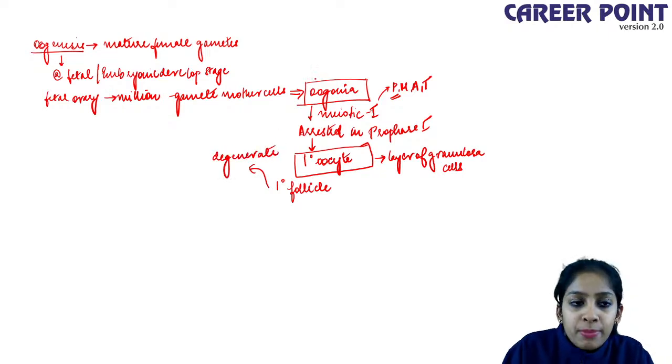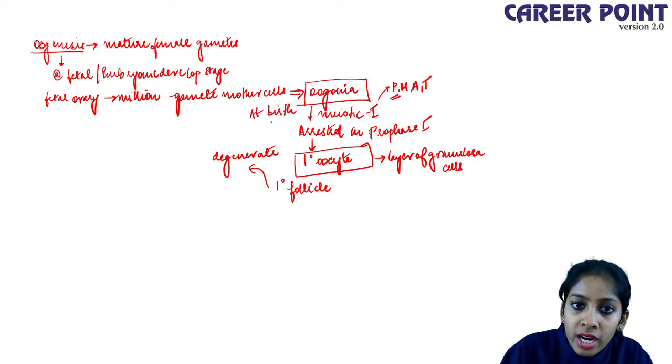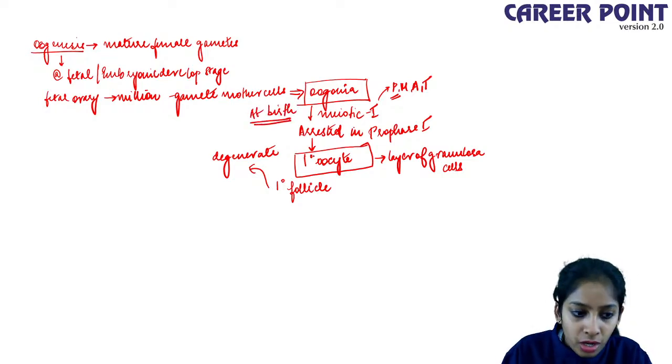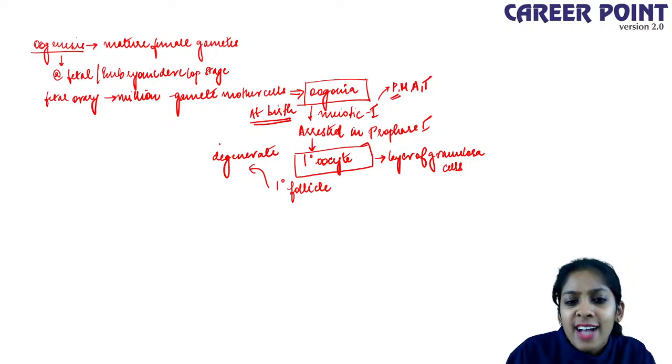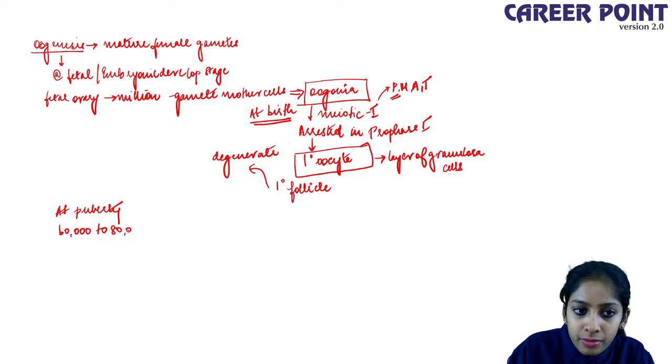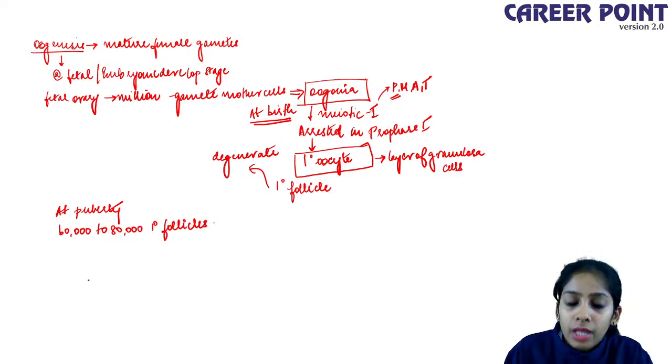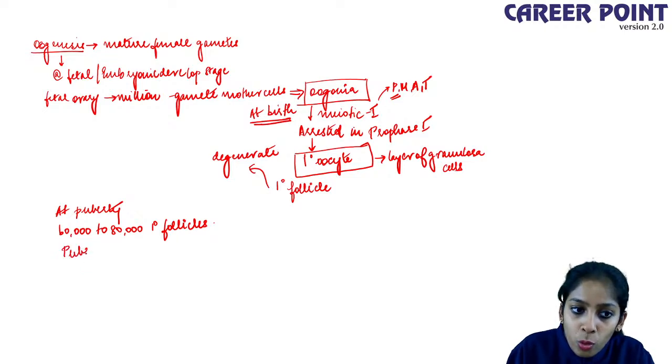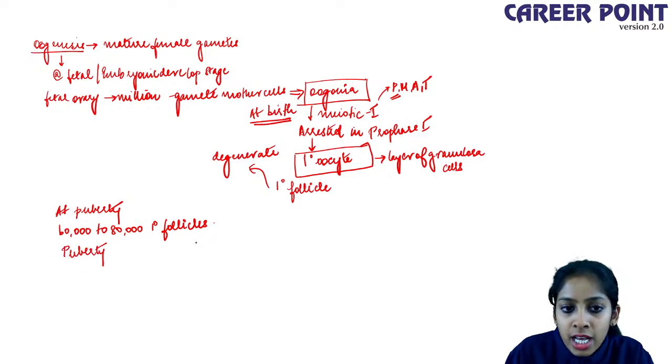So this oogonia is present in the fetal ovary. When the girl child is born, it tries to enter the meiotic division. Alright. So a large number degenerate. At the time of puberty, only 80,000 to 60,000 primary follicles remain.